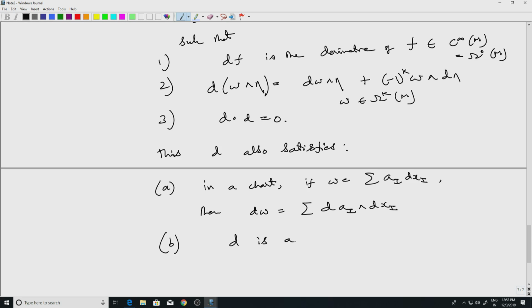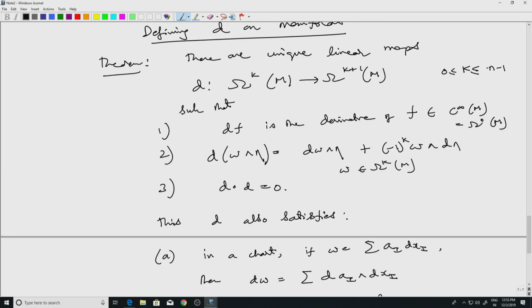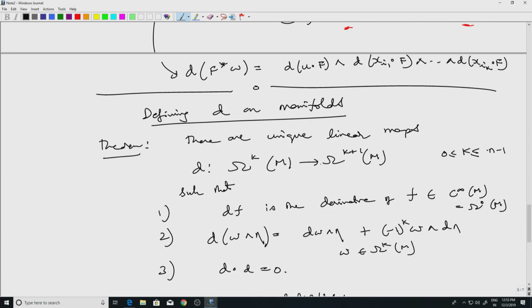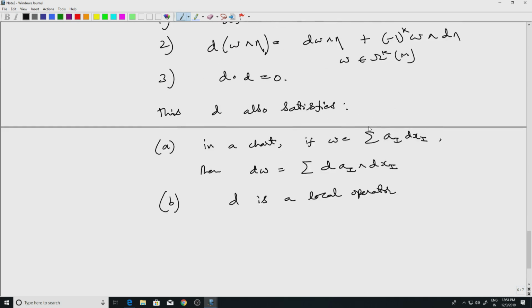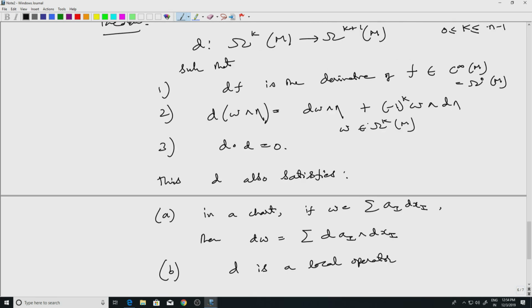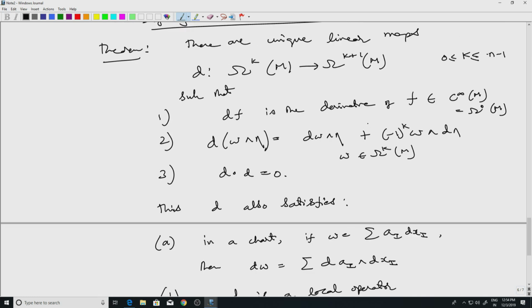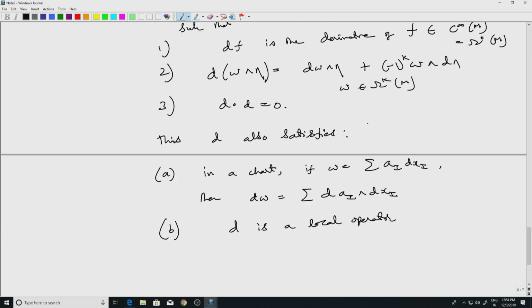(b) D is a local operator. The word operator in this context is slightly inconsistent with standard usage, because the vector spaces involved here are not the same. Normally we say a linear map is an operator if the domain and target vector spaces are the same. But this word operator comes more from the differential equations point of view. D is a partial differential operator. D is a local operator, i.e.